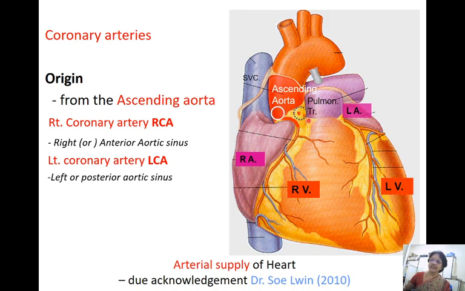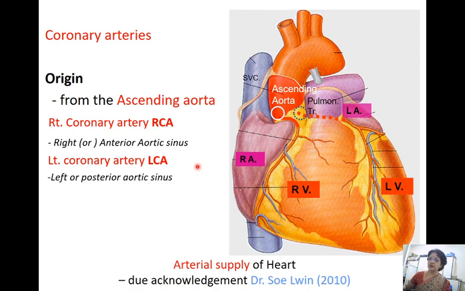Because it's posterior, you don't see it. Draw it as a dotted line because it is on the back surface of this big vessel. So that one is called the left coronary, LCA. Wherever we put dotted lines in the diagrams, it means it is on the back surface, or you can't see it from this particular view. So imagine that it is the back side.